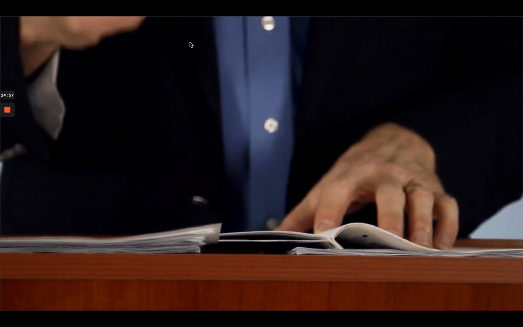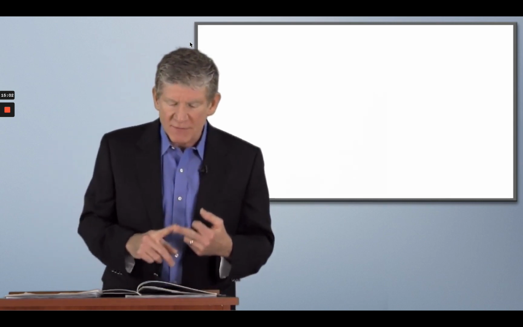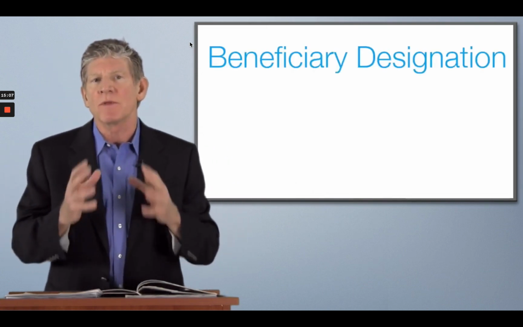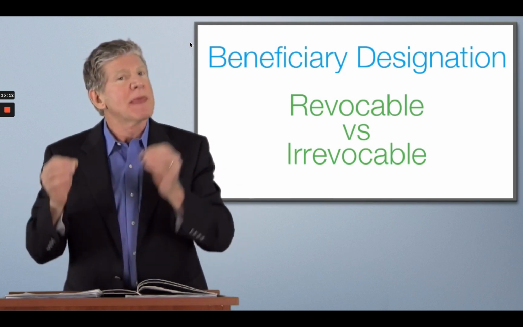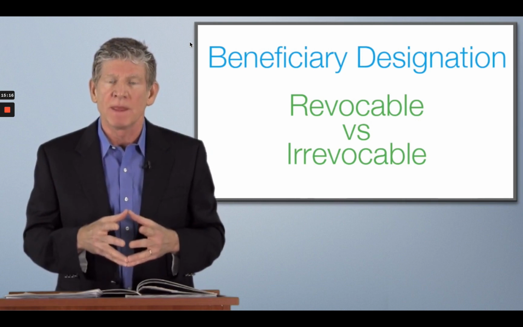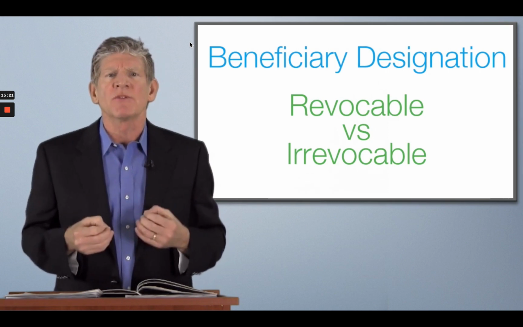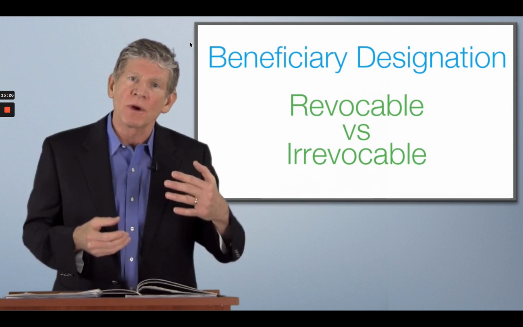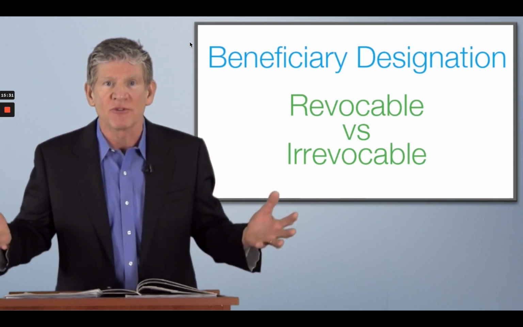An individual must survive the insured to qualify as a beneficiary. One thing that isn't said here, but is a right of ownership, is the ability to designate whether that beneficiary is revocable or irrevocable. That's an important distinction to understand, especially for the insurance licensing exam. For the most part, an owner will want to designate the beneficiary as revocable, which means that the owner has the right to change that beneficiary designation without the beneficiary's permission.